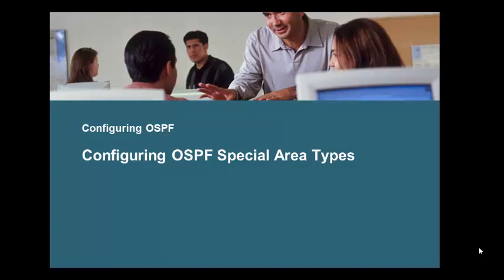Now, configuring OSPF special area types. We got 4 different special area types. Number 1, stub. Number 2, totally stub. Number 3, not so stubby area. Number 4, totally not so stubby area.